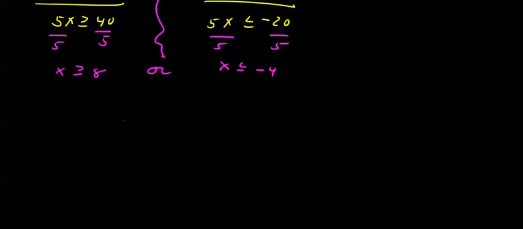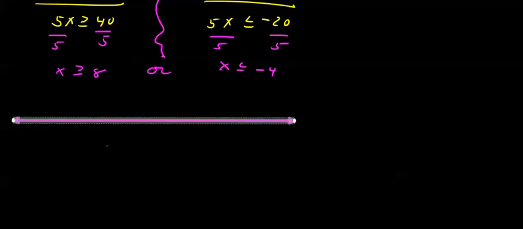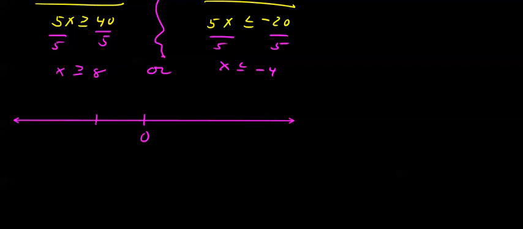And then I graph. And let's see. All right, 0, negative 4, and 8. X is greater than or equal to 8. We fill in the circle, and we're greater than. Less than or equal to negative 4, fill in the circle, and we're less than.